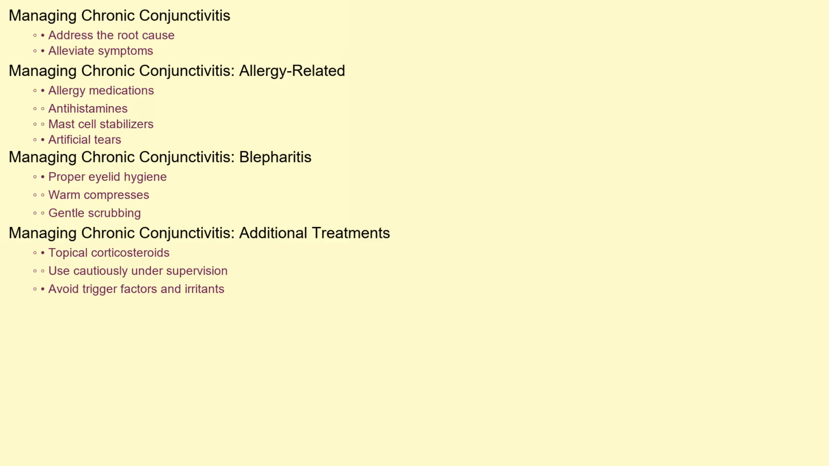Managing chronic conjunctivitis focuses on addressing the root cause and alleviating symptoms. If allergies are the culprit, allergy medications like antihistamines or mast cell stabilizers can help. Artificial tears are often recommended to lubricate the eyes and reduce irritation, especially in cases of dry eye. Proper eyelid hygiene, including warm compresses and gentle scrubbing, is essential for managing blepharitis. In some cases, topical corticosteroids may be prescribed to reduce inflammation, but these should be used cautiously and under the supervision of an eye care professional due to potential side effects. In all cases, avoiding trigger factors and irritants is crucial.